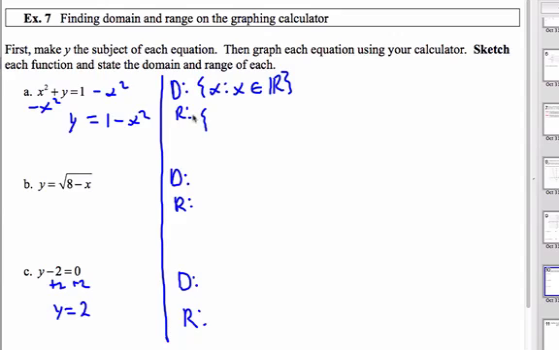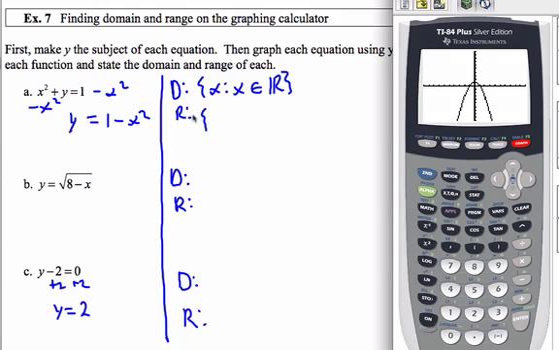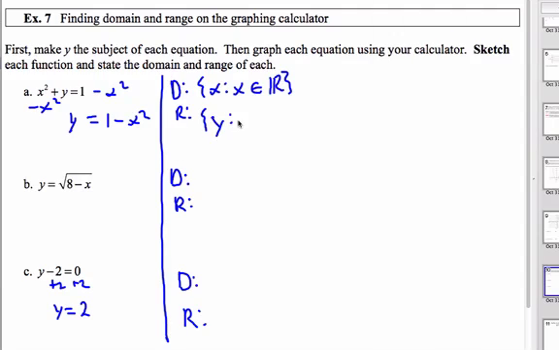And for the range, you can see that the parabola has a maximum at y equals 1, so we're going to write y such that y is, oops, let me erase that. I'm going to write y such that y is less than or equal to 1.